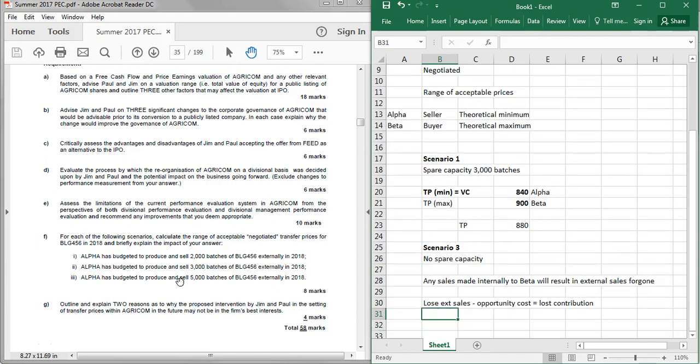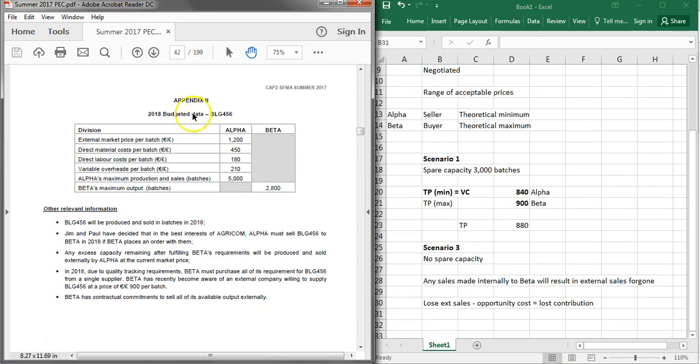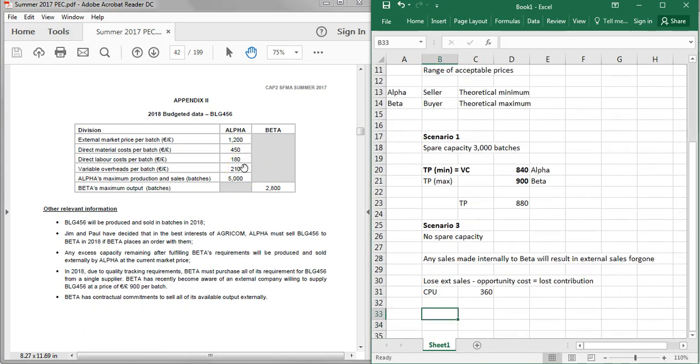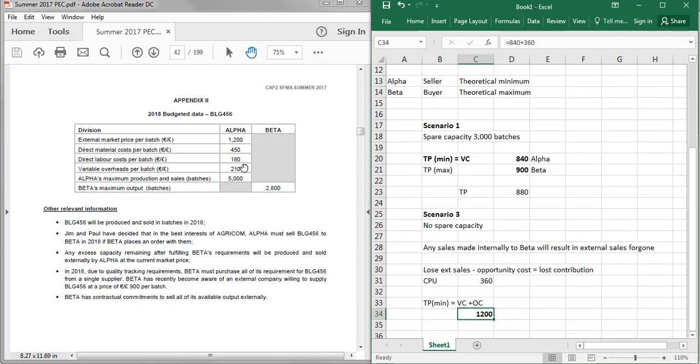So remember, external sales, we're told in the question, every external sale you're selling at 1,200. So the contribution, the CPU, is 1,200 minus 840, which is the variable cost of its batch. So every sale that Alpha loses because it has to make to Beta instead of externally, they're losing 360. So the theoretical price now, the minimum, will not only be variable cost, but also opportunity cost. So in this case, it'll be 840 plus 360, which is the 1,200. And that should hopefully make sense to people as well, intuitively.